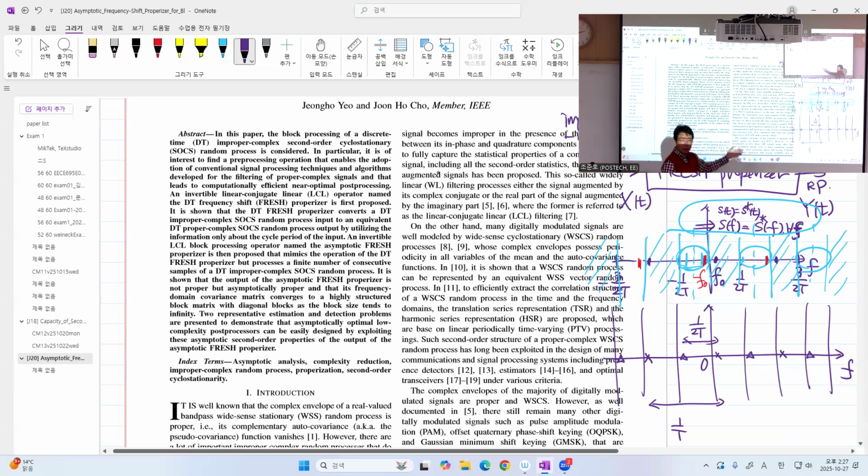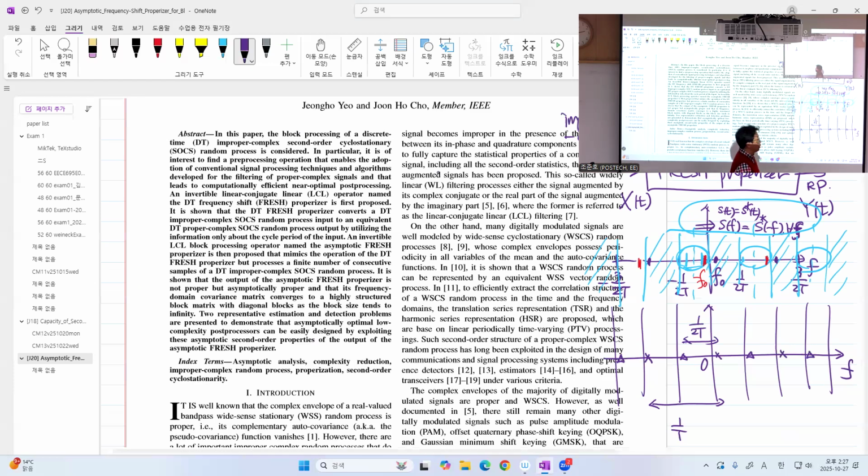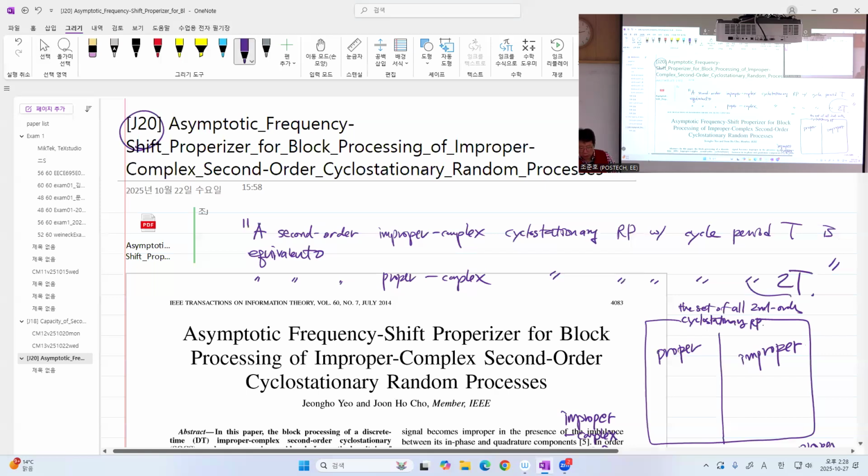If you have spectral correlation with integer multiples of 1 over 2T hertz apart, then what? Your cycle period of the cyclostationary random process is 2T. Got it? So that justifies this part. And what about this one?